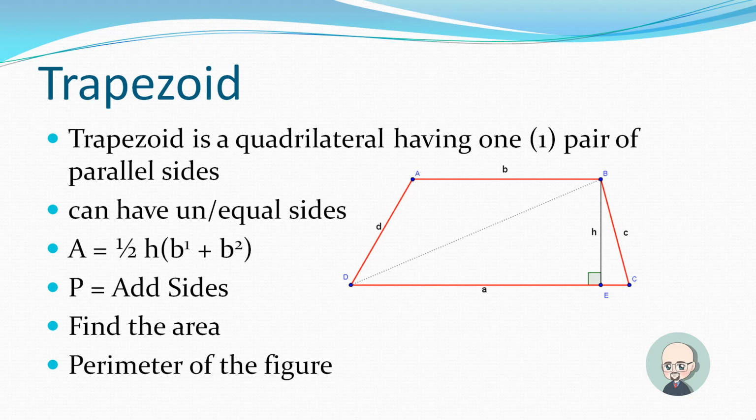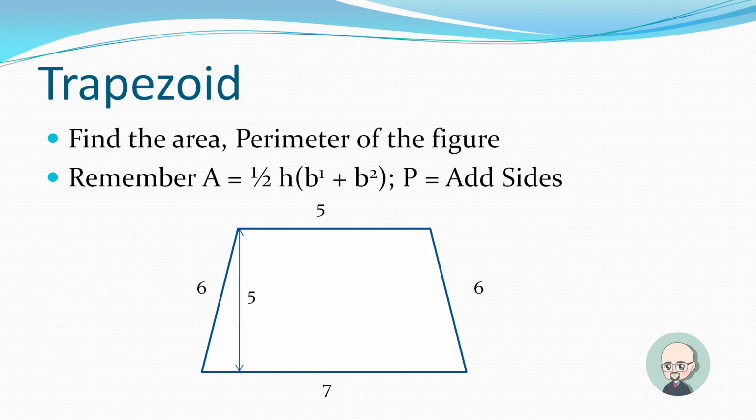So we're going to find the area and perimeter of a figure. So for this figure, find the area and perimeter. Remember, area equals 1/2 times height times base 1 plus base 2. Perimeter equals add the sides. Remember to press space bar at any time to pause the video. I'll give you a moment to do that right now.